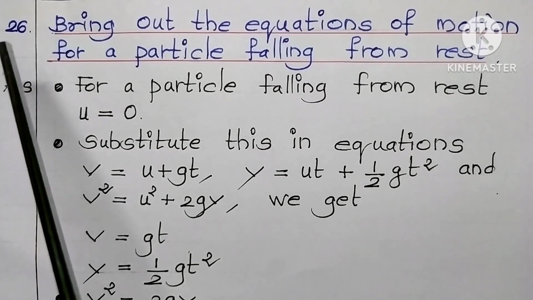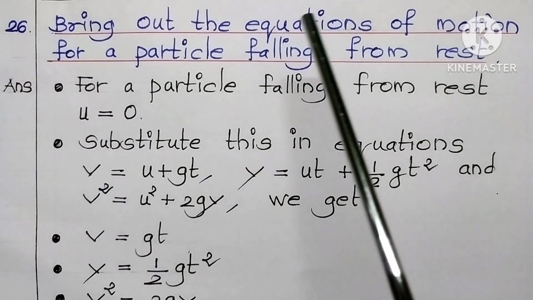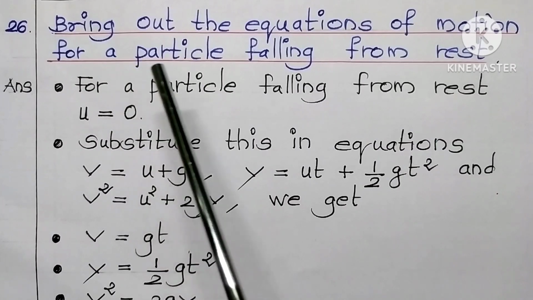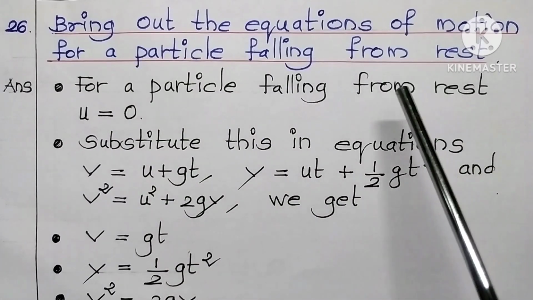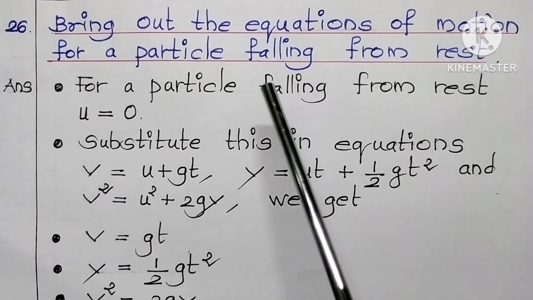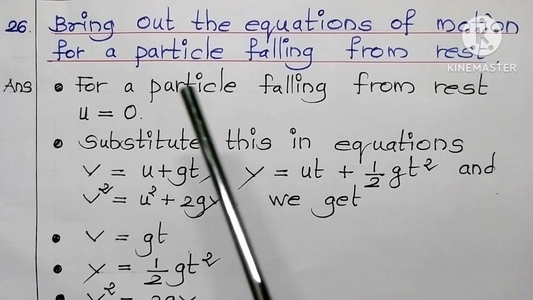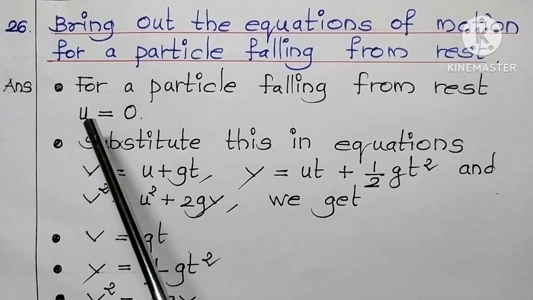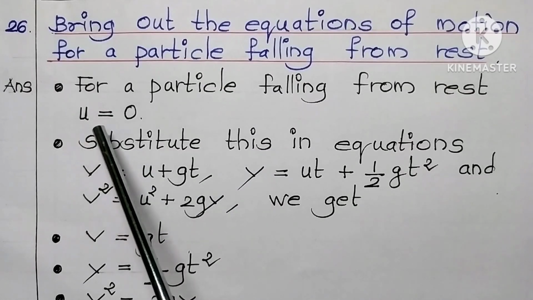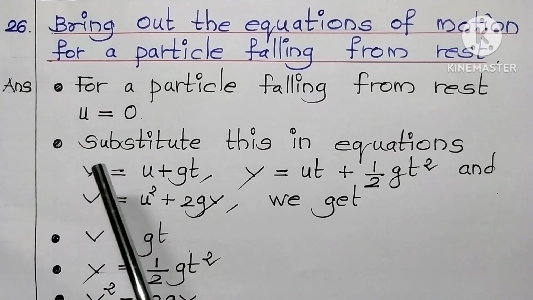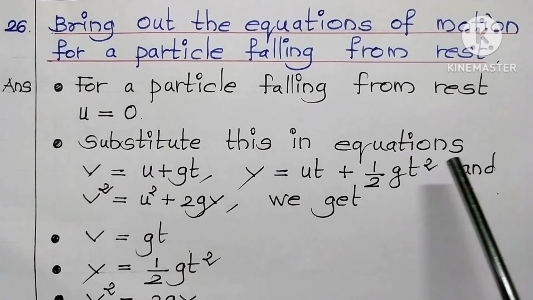Question number 26. Bring out the equations of motion for a particle falling from rest. It is a special case because the particle is already at rest, then it starts falling down. So we need to take the initial velocity u as 0. So substitute this in the equations.